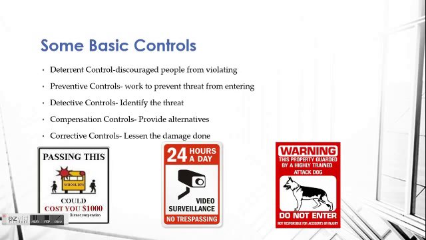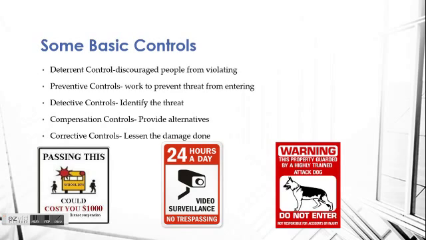Some detective type controls, basically they simply identify the threat, or any threat that has reached the system. This could be something as simple as installing motion detectors, that, if the wire is tripped, the alarm is set, and we now know that, hey, there's somebody in this particular area. And there's compensation controls.